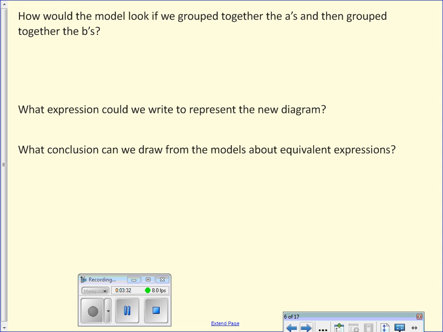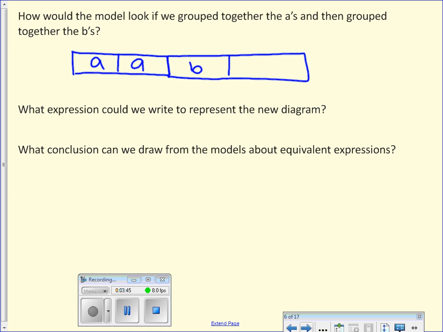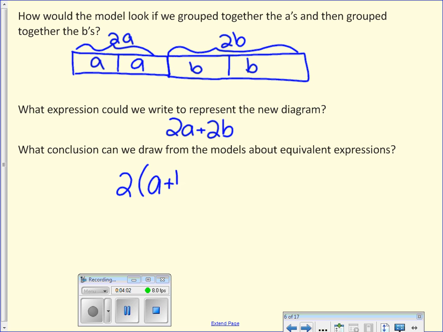Why don't we start by taking a model to show my 2 A's and my 2 B's. This is what the model would look like. So here are my 2 A's and here are my 2 B's. So now what's the expression? 2A plus 2B. Yeah. So we can say 2 groups of A plus B equals 2 A's plus 2 B's.